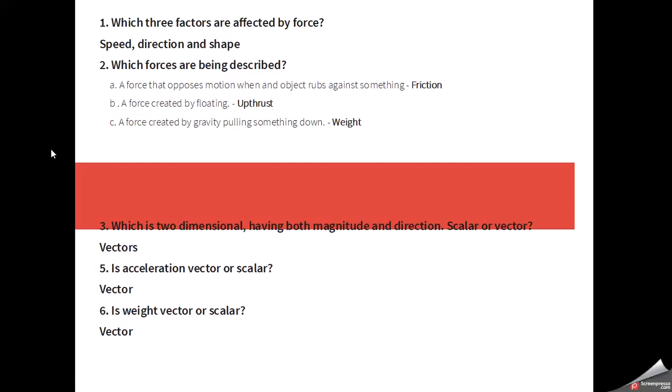Well, that's the vectors. The scalars only have magnitude, they can only be quantified, whereas vectors are in a particular direction, such as speed or drag. Is acceleration vector or scalar? Well, you accelerate in a particular direction and it's got a magnitude, a quantity, so it's a vector. And is weight a vector or a scalar? Well, weight or gravitational forces pull you downwards, and they can be quantified, so it's a vector.